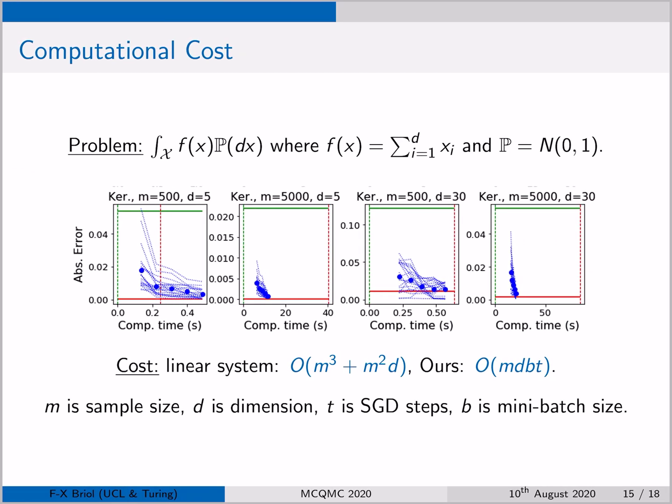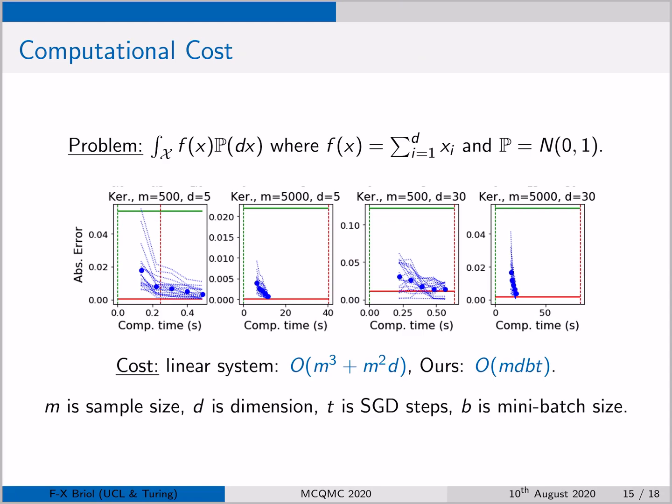So let me show you what this does on a simple problem. Here I'm integrating some function which is quite simple, just a sum of x_i's, and I'm going to integrate it against the normal 0, 1. Let's start by looking at the left-hand side plot. Here I'm comparing different methods by the error that they get, that's the y-axis, relative to computational time spent, that's the x-axis.